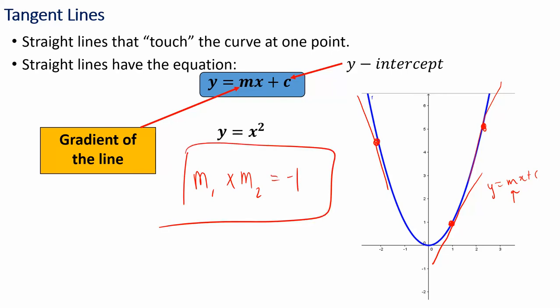Oh, wow. Sorry, on my screen it looks clean. You're changing methods. All right, here we go. m1 times m2 equals negative 1.